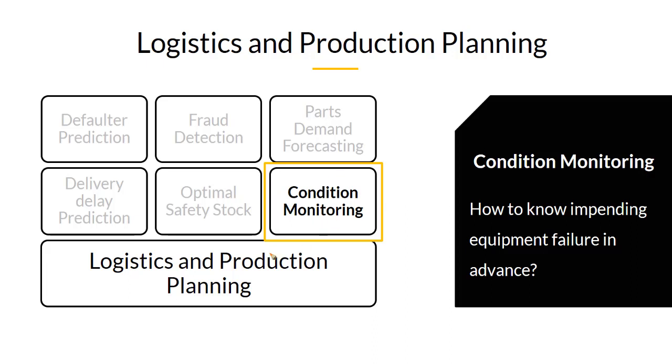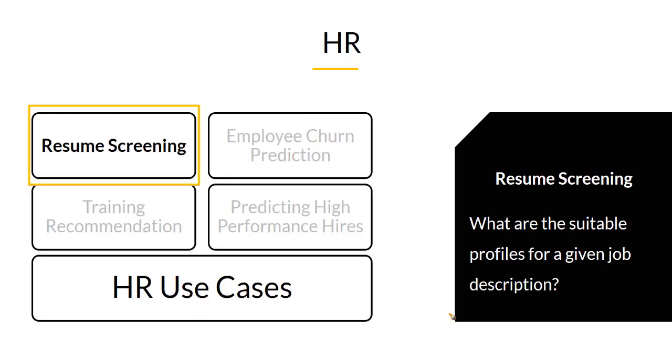So these are some of the very commonly used use cases when it comes to logistics and production planning across various industries. Now let's take a look at some of the popular use cases of machine learning and data science in the HR department, that is the human resources department.